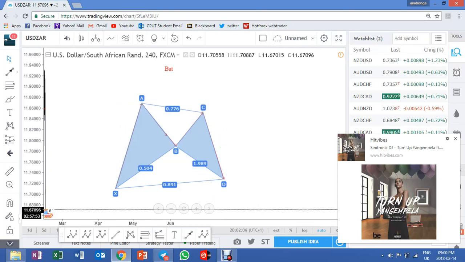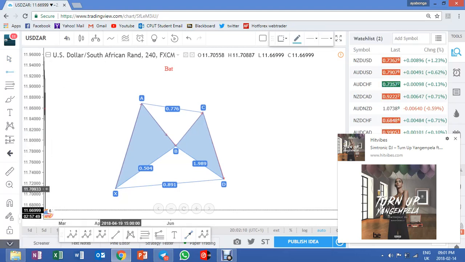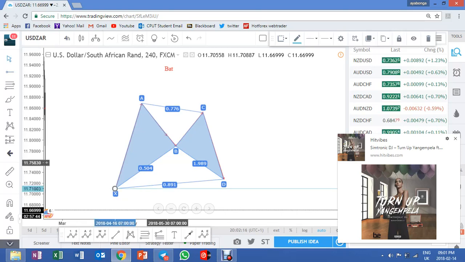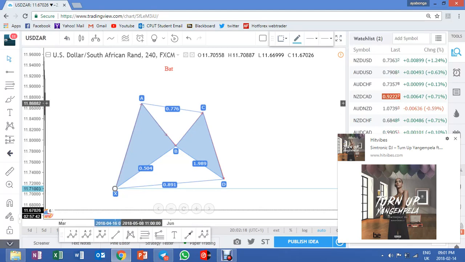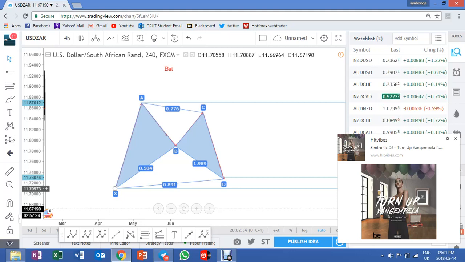And then when you're trading this pattern, your stop loss is below this point, your point X, and your target is at point A. You see? So this is where your entrance is at. You enter at point D, stop loss just below point X, and then your TP at point A.